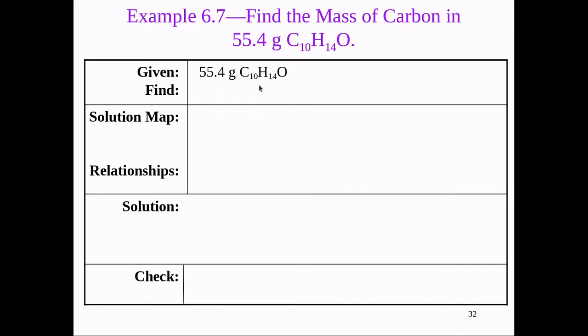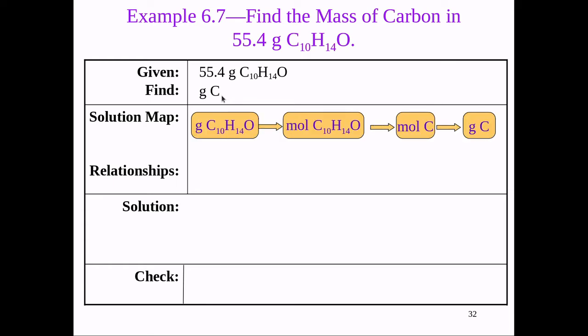So we're being given a simple bit of information here, 55.4 grams of C10H14O. We're being asked to find a mass of carbon. Our solution map for this is more complicated than ones that we've done so far, and it requires us to first go through the moles.